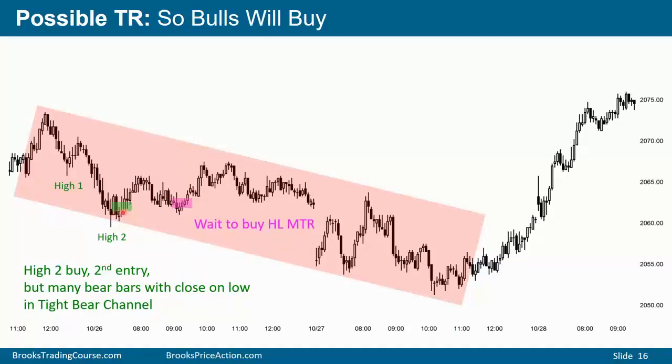If a trader did not want to take this buy because the channel is so tight, he might wait for a major trend reversal. And that's what we have here. You can call it a little wedge here, or a bigger wedge, bear bar, and then second push, third push. So a wedge, higher low, major trend reversal. Certainly an okay buy for a swing up.